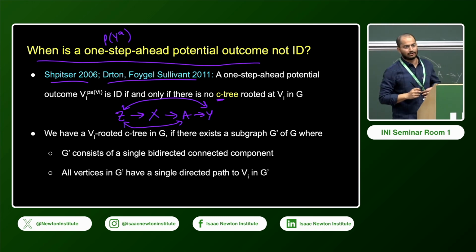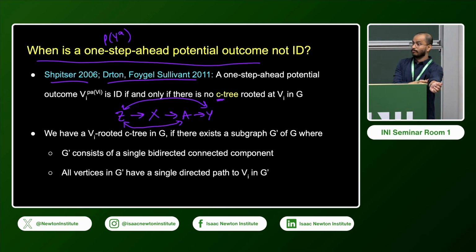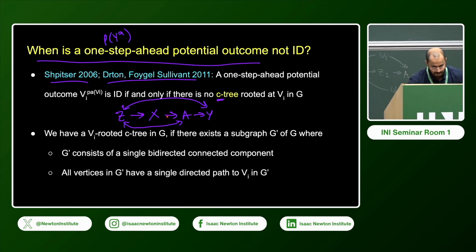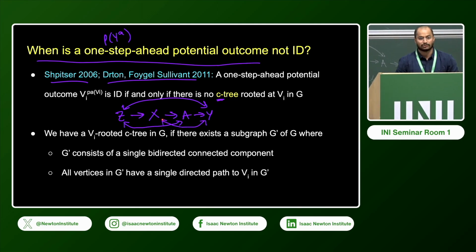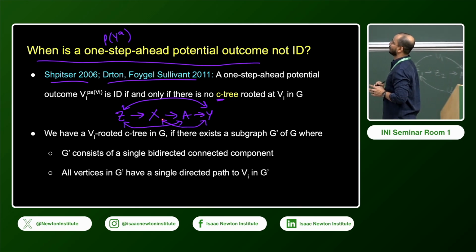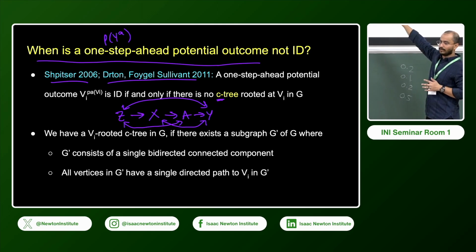But the entire graph is not bidirected connected, a single bidirected connected component. That would happen if, for example, I add X bidirected Y. So you'll notice that there are no unmeasured confounding edges between A and Y at all.